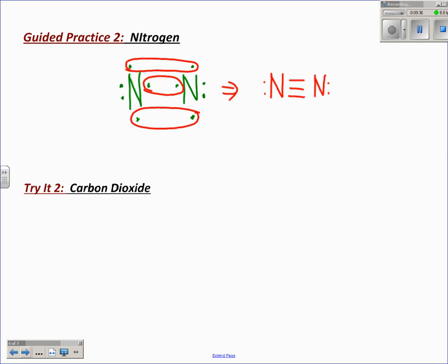unshared. The second nitrogen, 2 and 3 shared pairs. That's 6. 2, 4, 6, 8. So if you look at nitrogen now, you'll notice that there's not only one bond shared between the two atoms. There are three bonds shared between the two atoms. That makes this nitrogen N2. This has a triple bond. That means it shares three pairs of electrons, or 6 electrons total.